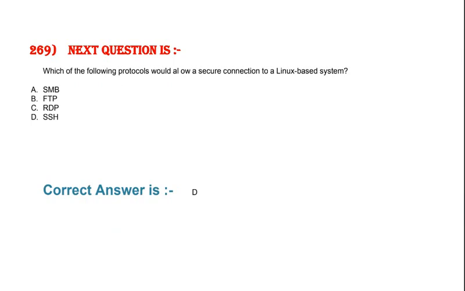Question is, which of the following protocols would have a secure connection to a Linux based system? Option A, SMB. Option B, FTP. Option C, RDP. Option D, SSH. Correct answer is option D.